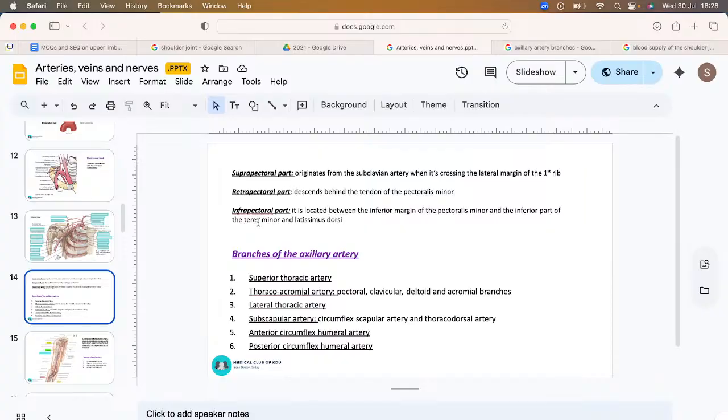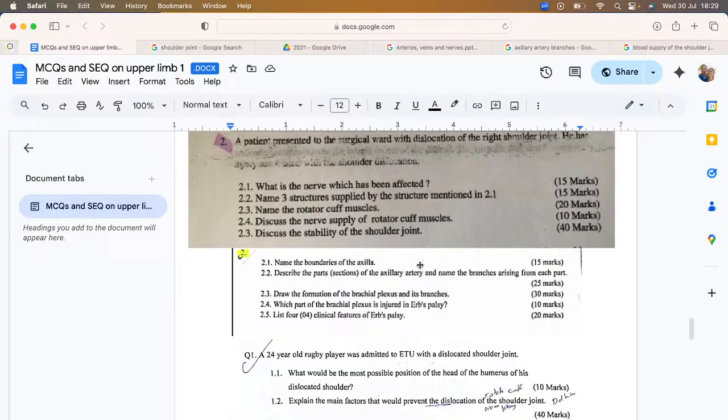And then the infrapectoral part is the one located between the inferior margin of the pectoralis minor and the inferior part of the teres minor and latissimus dorsi. Those are basically what they're expecting you to say for the first part of the question.